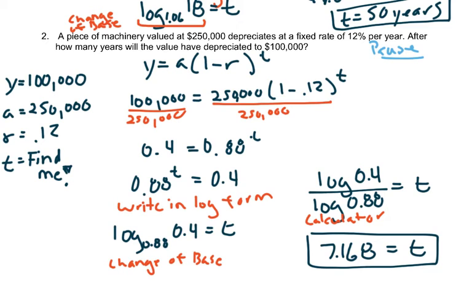All right, go ahead and check your answers. So the first thing we did is plug everything in. Divide each side by 2,500. So I got 0.4. 1 minus 0.12 is 0.88. I just switched the sides of the equation so that I could write it in log form. So 0.88 is my base. I switched the next two. I used the change of base formula to let me say log of 0.4 divided by log of 0.88 equals t, and then I stuck it in my calculator.